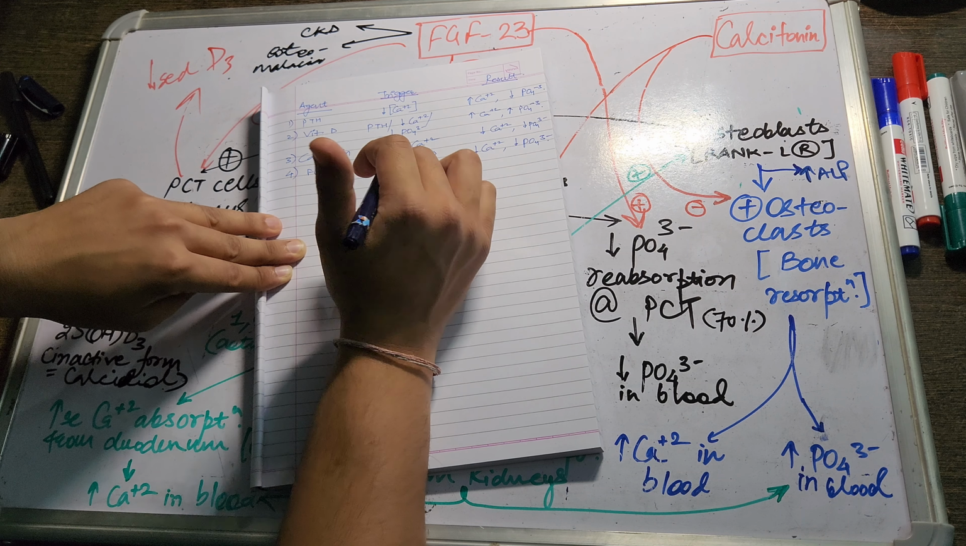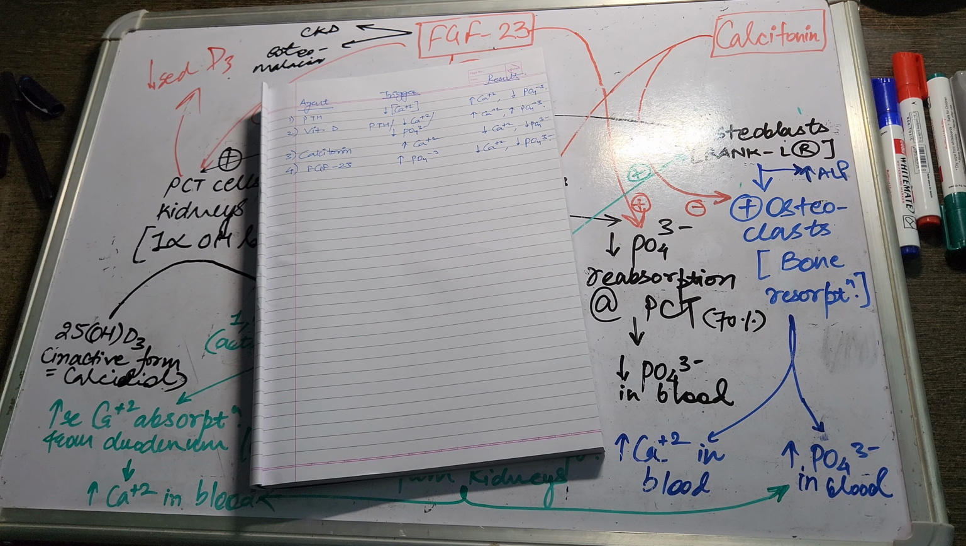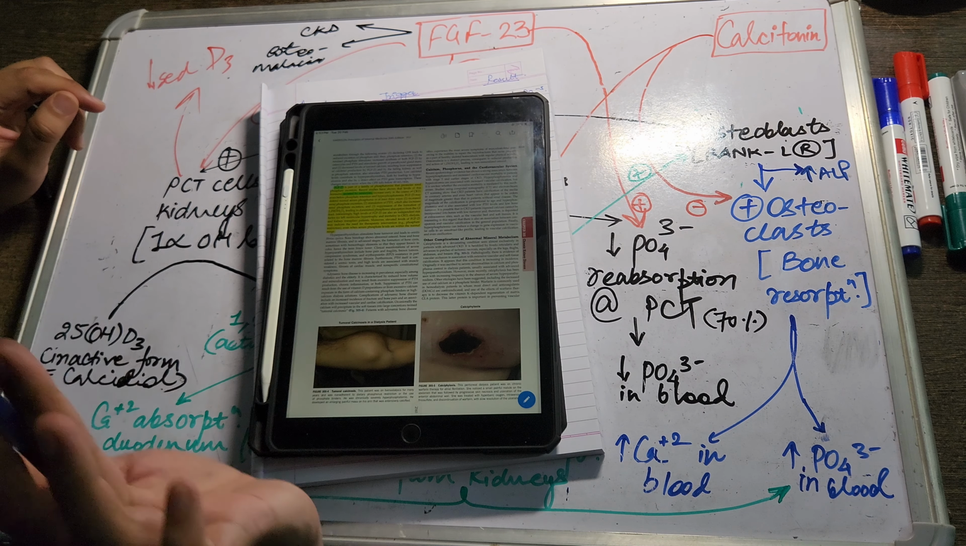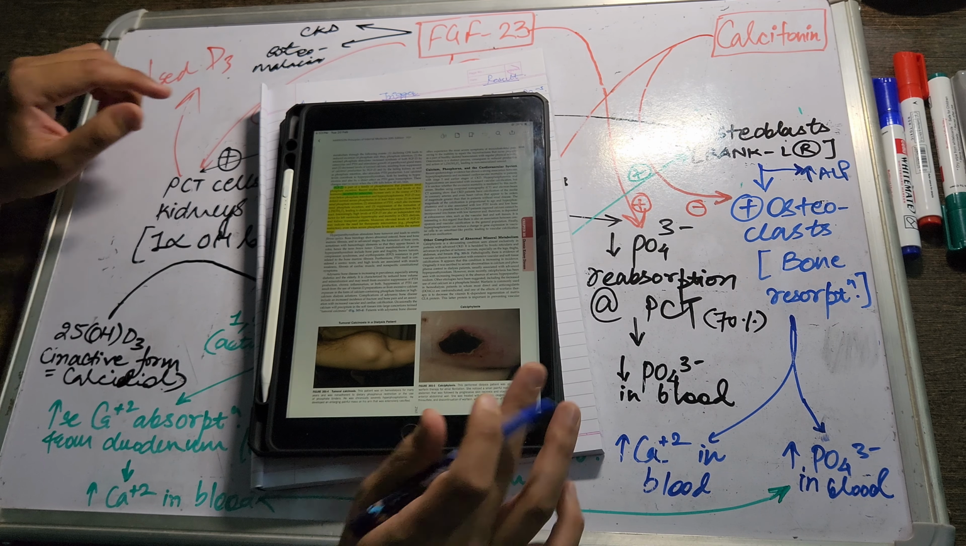Now you can read about it more. Let me show you the reference so you can pause and have a look at this. FGF-23 and osteocytes is given in Harrison.